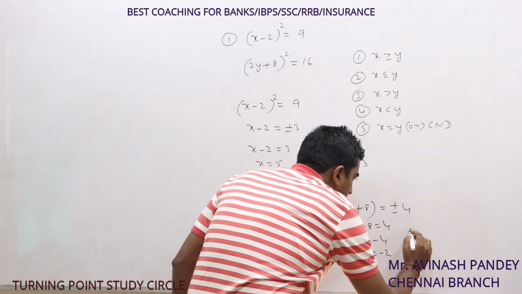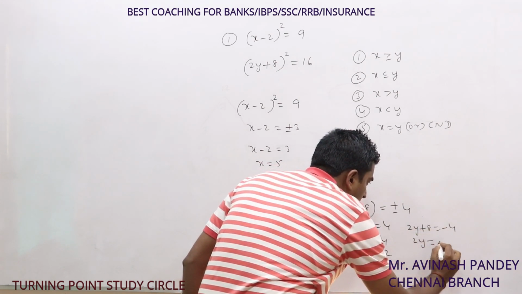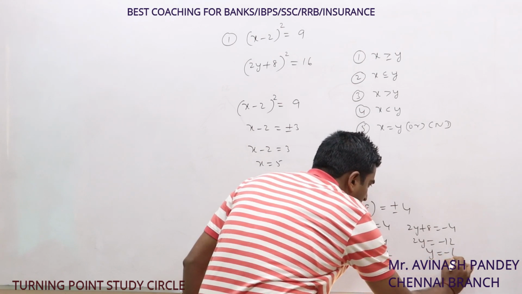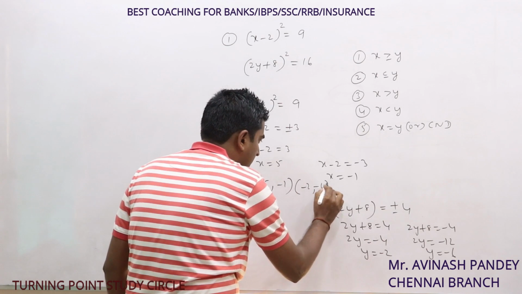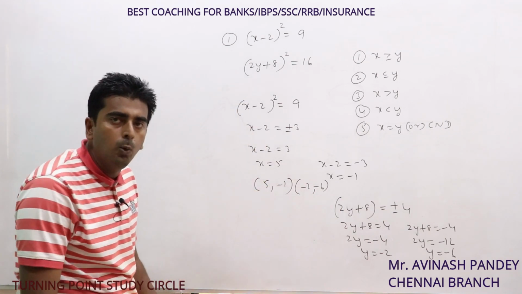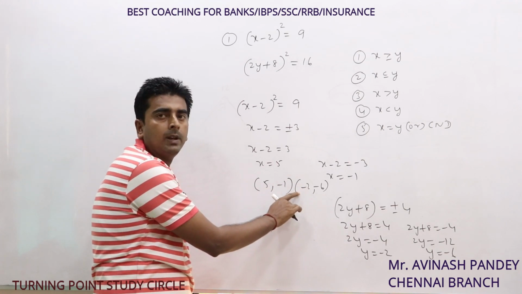When you consider minus 4 here, 2y plus 8 is equal to minus 4. So 2y is equal to minus 12. Y is equal to minus 6. So for y, I got the answers as minus 2 and minus 6. Now what we have to do? Each and every value of x we have to compare with each and every value of y.